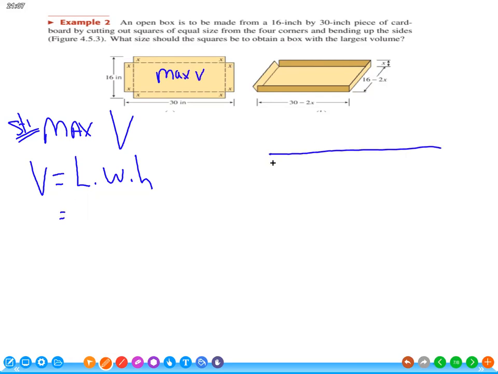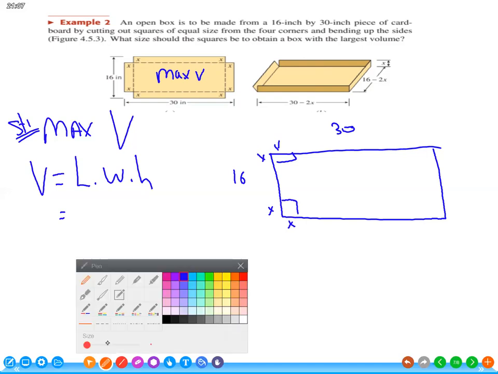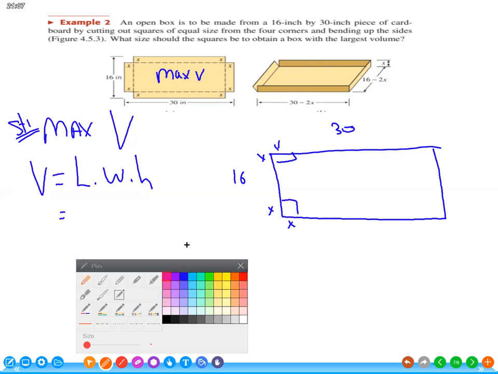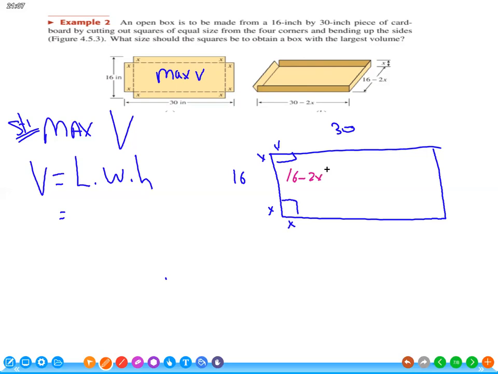Here again, initially it's 16, here initially it is 30, 2-dimensional. If we cut a square of side x, the width will be 16 minus 2x. And if we cut from left and right, the same size x, the length will be 30 minus 2x. When we bend up, the height of the box will be x. So it will be 30 minus 2x, 16 minus 2x, times x.